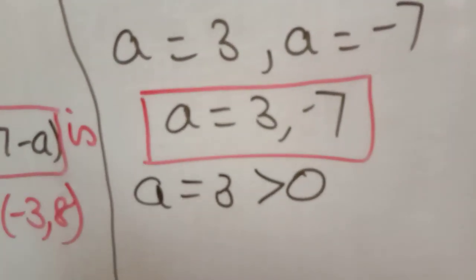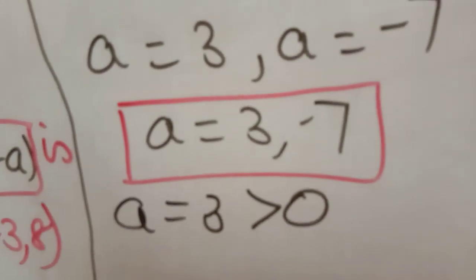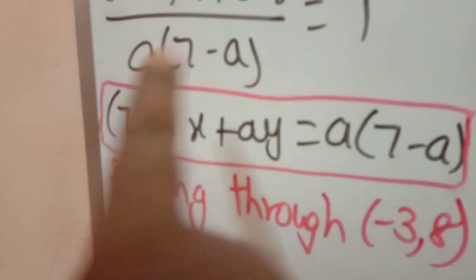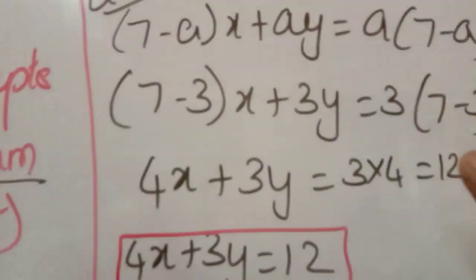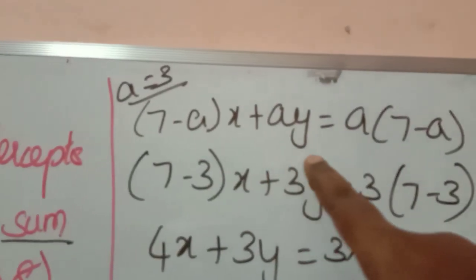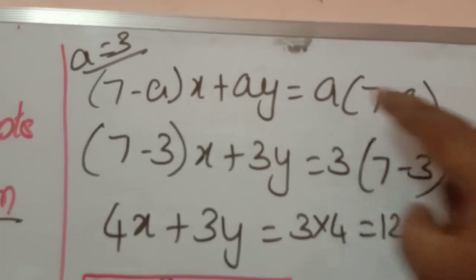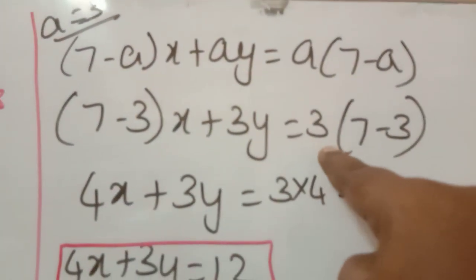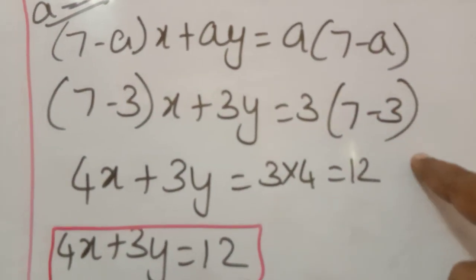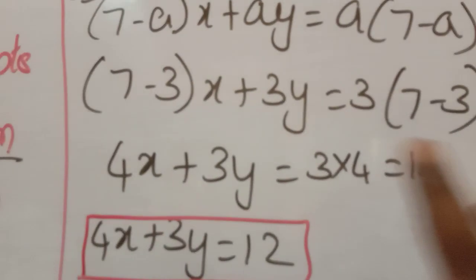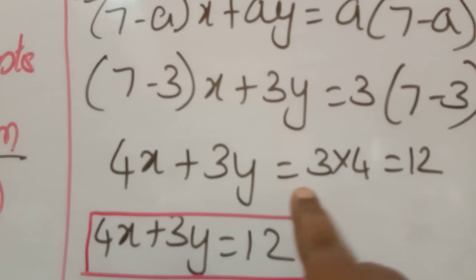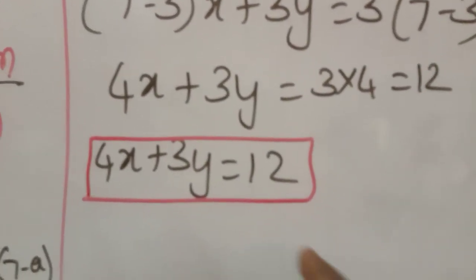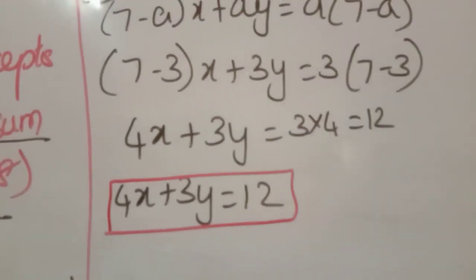After we find the value of a or b, what will we do? Again we will substitute this in the box. So substitute a equal to 3 in this equation: 7 minus a into x plus a y equal to a into 7 minus a. Substitute a is equal to 3: 7 minus 3, x plus 3y is equal to 3 into 7 minus 3. Wherever a is there, we have to substitute 3. So 4x plus 3y is equal to 12. We can write it like this, or 4x plus 3y minus 12 equal to 0. Like that also we can write.